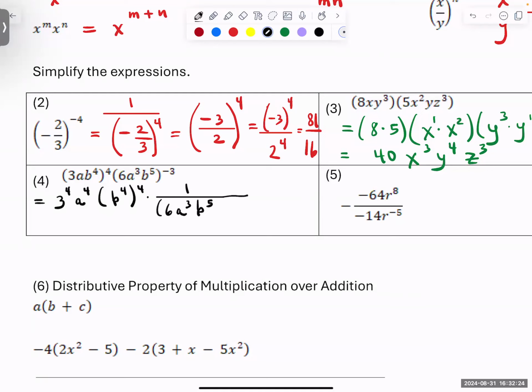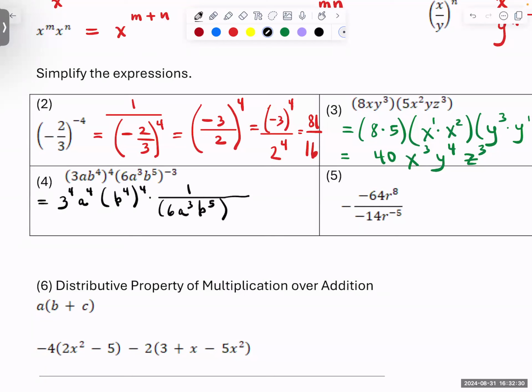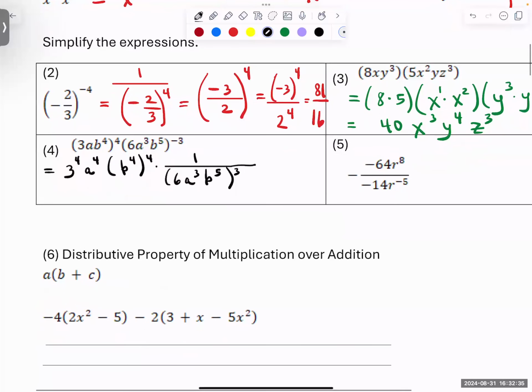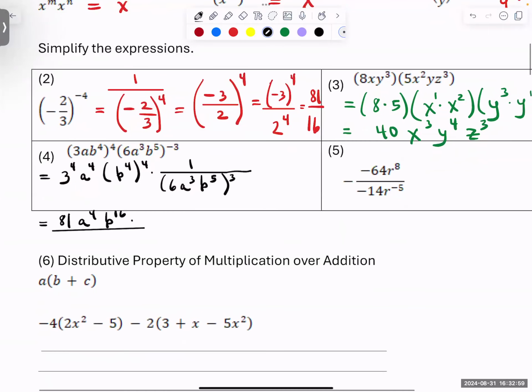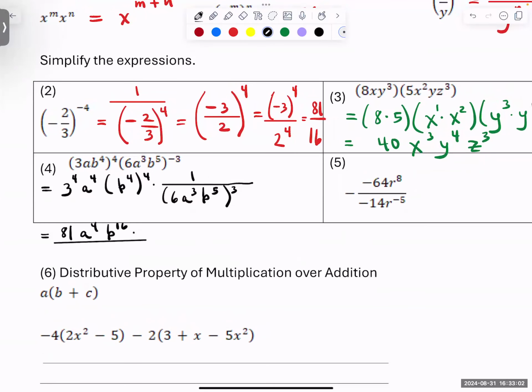So those exponents remain the same, but the outside exponent becomes its opposite, positive 3. So next we have 3 to the 4th is 81. A to the 4th, b to the 16th times 1 divided by. So we can write the result of cubing in the denominator.